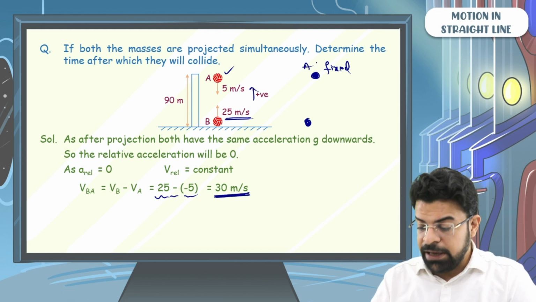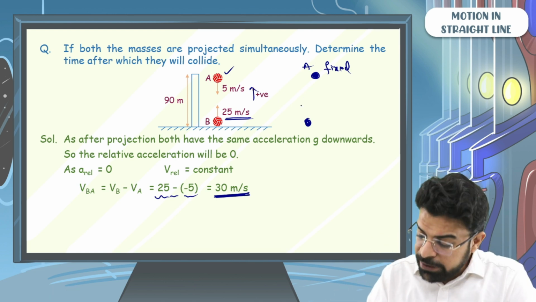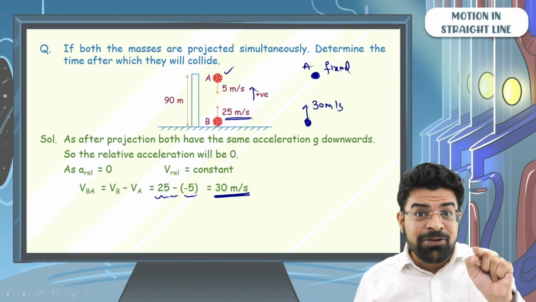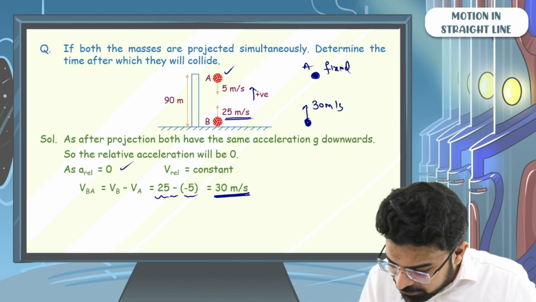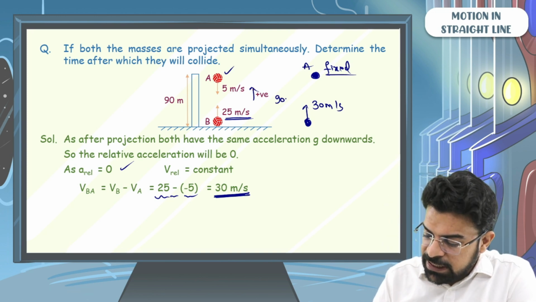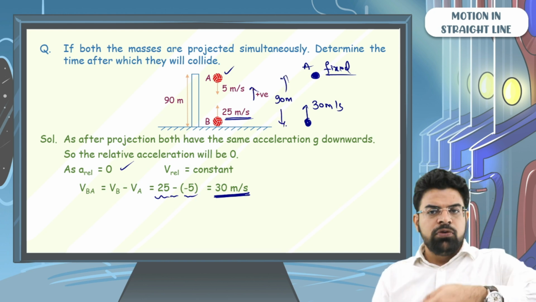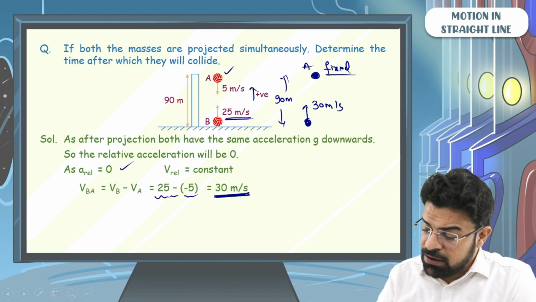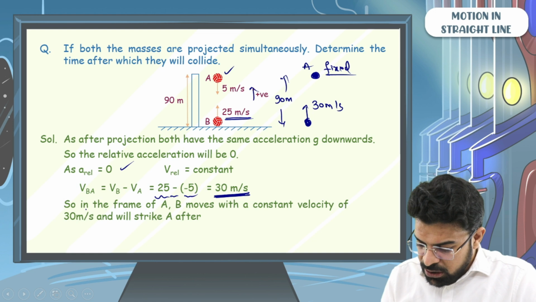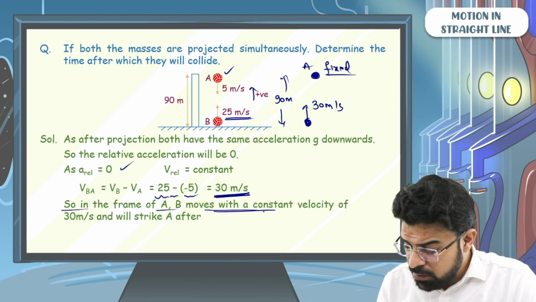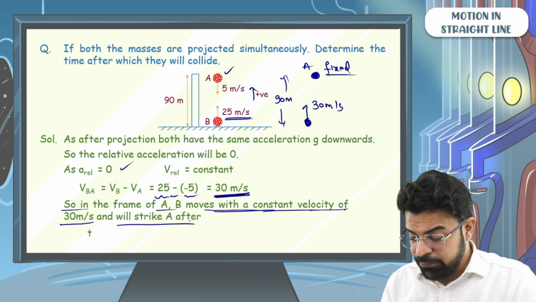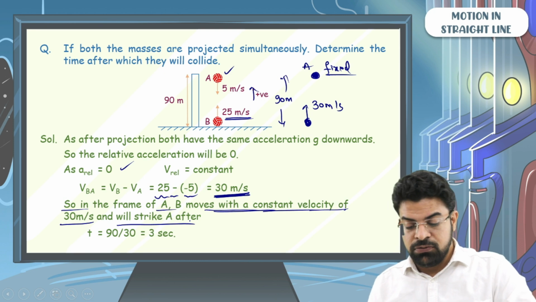So in the frame of A we will say I am fixed, I am not moving. And B has got an upward velocity of 30 meter per second, and this relative velocity remains constant. Why? Because the relative acceleration is 0. So in the frame of A, A will say I am fixed. This B is 90 meter away from me and this B moves with a constant velocity towards me. So B will come and hit me after 90 by 30, that is 3 seconds. So in the frame of A, B moves with a constant velocity of 30 meter per second and strikes A after a time equal to 90 by 30, that is 3 seconds.